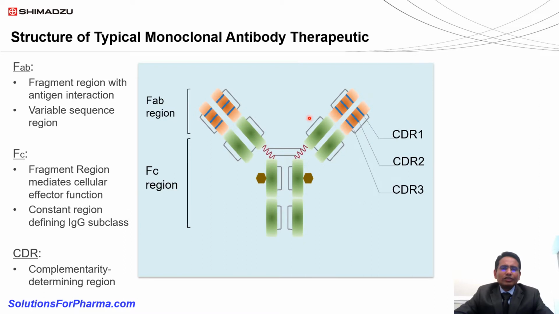The typical structure of monoclonal antibody is Y-shaped, and it has Fab regions and Fc regions. Fab regions are basically fragment regions with antigen interactions. They have variable sequence regions. On the other hand, Fc regions are fragment regions that mediate cellular effector functions, which have constant regions that define the IgG subclass. And Fab regions have three CDRs. CDRs are basically complementarity determining regions, and it all is connected with disulfide bonds.